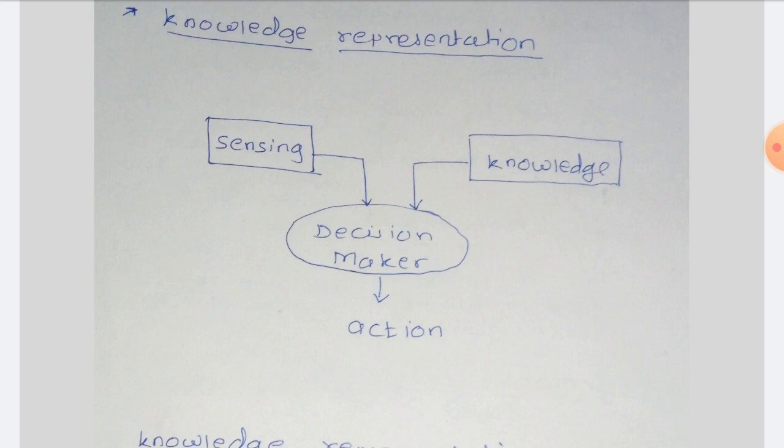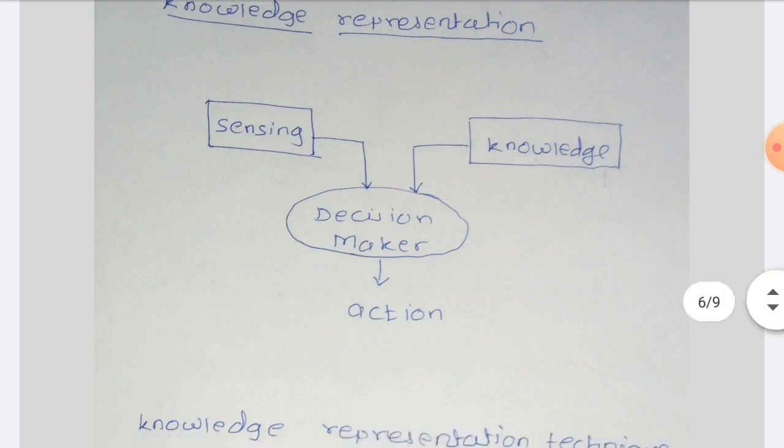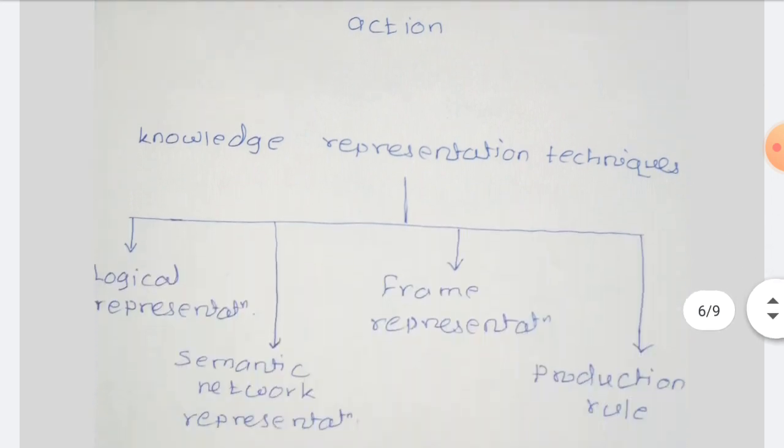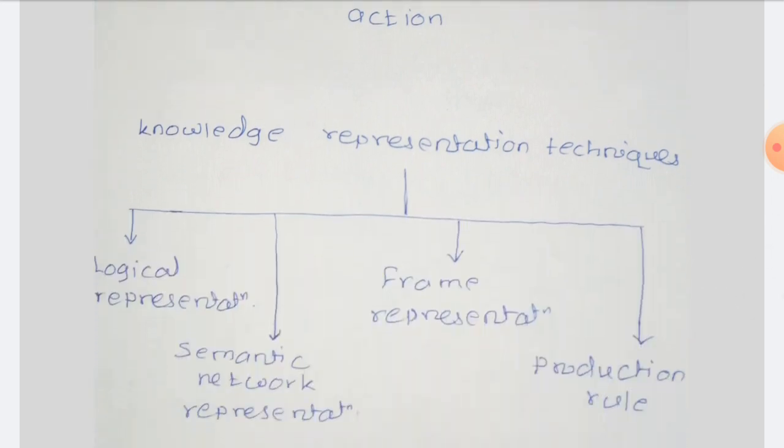This is the relation between knowledge and intelligence. If I remove this knowledge from this diagram, there is no decision making or there is no intelligence. So intelligence depends on the knowledge. Now let us see what are the knowledge representation techniques we are using.